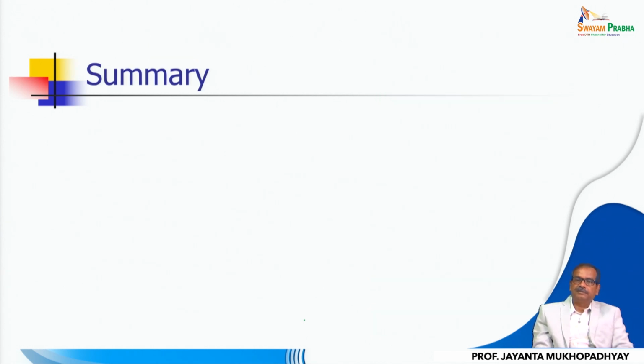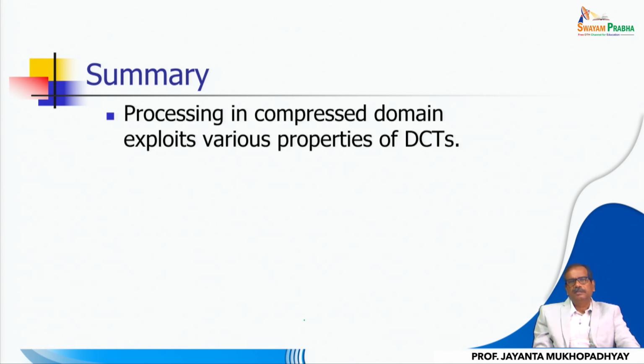So with this, let me summarize the topics we have discussed under compressed domain processing. First, we have seen that processing in this domain exploits various properties of DCTs. We have only considered the block DCT compressed domain. You should note that there are other kinds of compressed domains, like if the alternative description is in the wavelet transform domain, the coefficients of wavelets would be the representation there. We have not discussed that. We just restricted ourselves to block DCT representations.